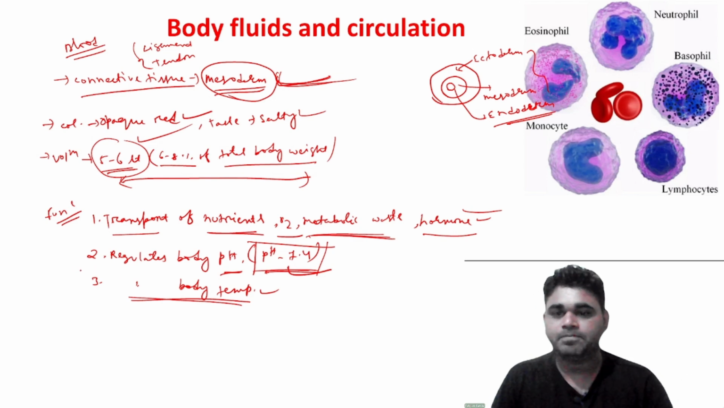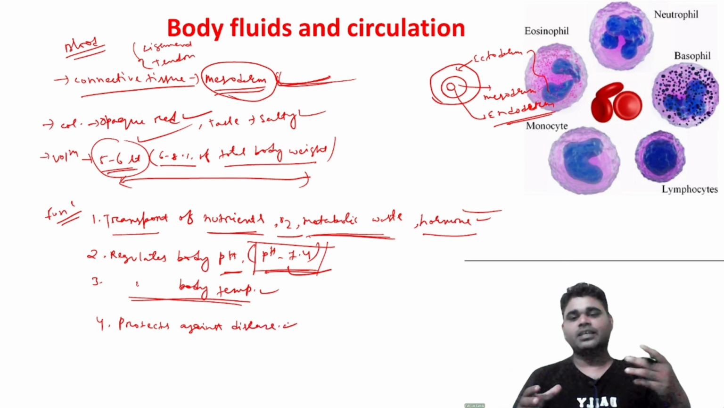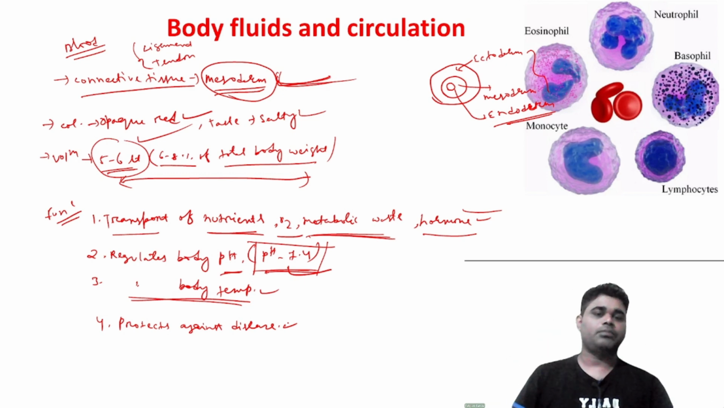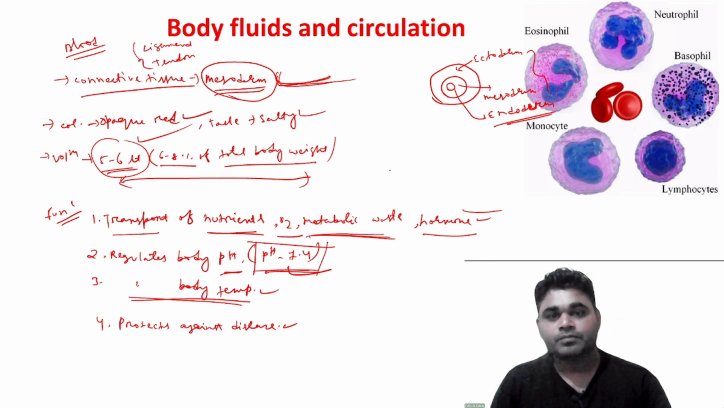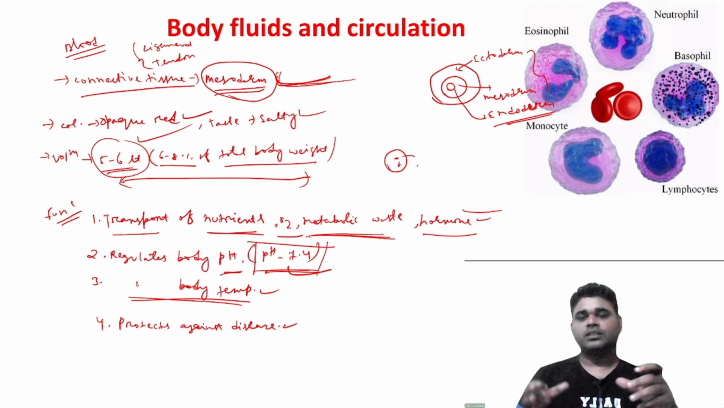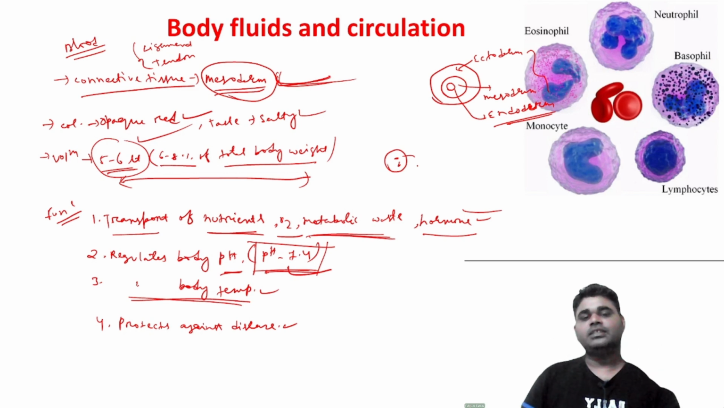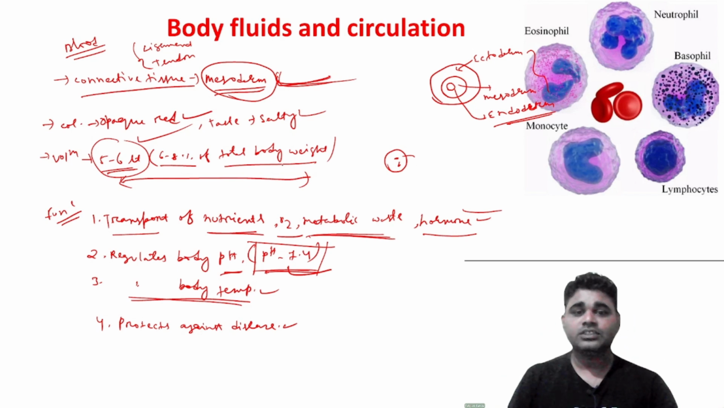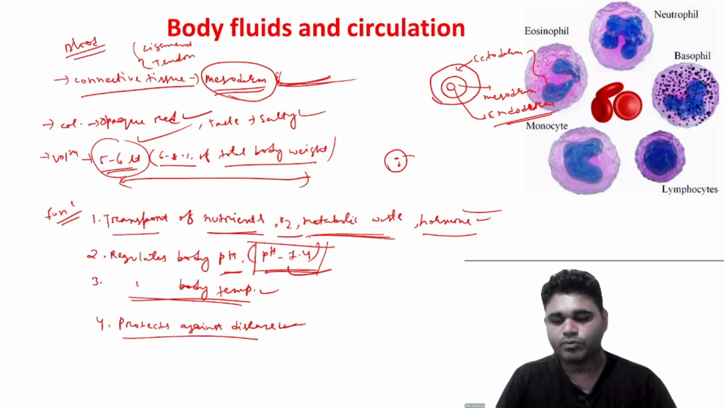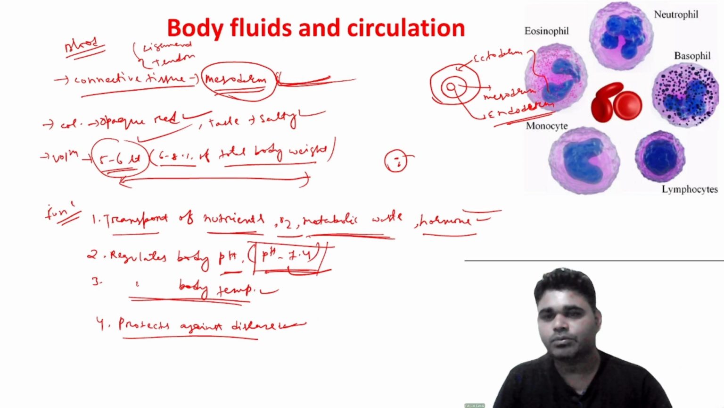And one more important function is that it protects against disease. That means in our body some materials are present that fight against the pathogen. Pathogen means of course any foreign material, for example bacteria and virus. Let's suppose any bacteria or virus comes in our body. So there is some material in our blood, which I will show after some time, and they fight against these pathogens, so that it can kill these pathogens, so that we can freely survive. So that is the main function of the blood. That means it protects against the disease.